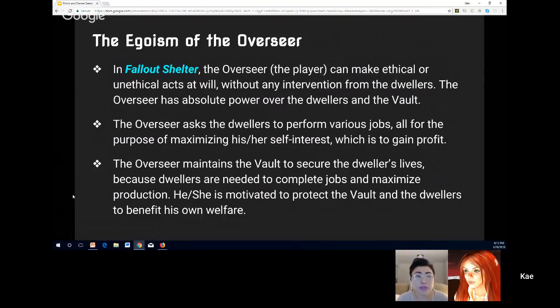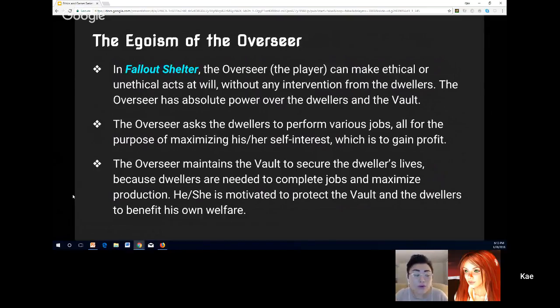Then the second point is that the overseer asks the dwellers to perform various jobs, all for the purpose of maximizing his or her own self-interest, which is to gain profit. So when those dwellers are saying, oh, the overseer will protect us, they will do all these things for us, from an egoistic perspective, the overseer is only doing this to make sure you will not die on him or her so that they could continue to profit off your labor.